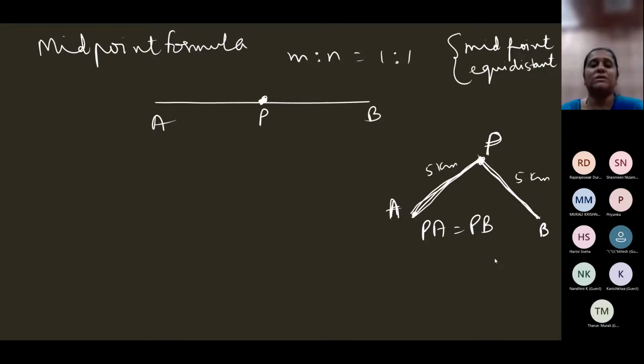So PA is equal to PB means the distance PA. What is PA? It's the length of the line segment PA. What is PB? It's the length of the line segment PB. So PA is equal to PB means the distance or the length of the line segment PA is equal to the length of the line segment PB. Distance PA is equal to distance PB, distance formula. No section formula here.